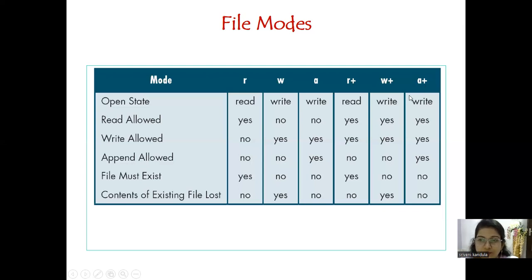Then A plus mode. Whenever you are opening a file in A plus mode, all read, write and append operations are possible. The file will be opened in write state only. So it is the same as A, but one extra thing is that reading is also added. The remaining things are the same. So that means the file need not exist. If it is already existing, no issue, it will be opened in append mode. Otherwise, a fresh file will be opened. So contents will not be lost.